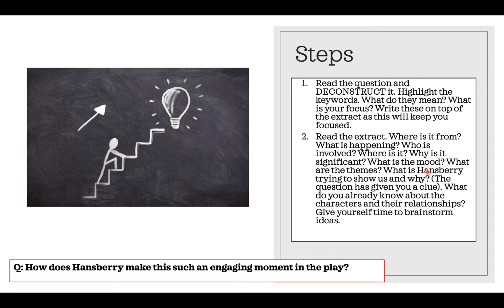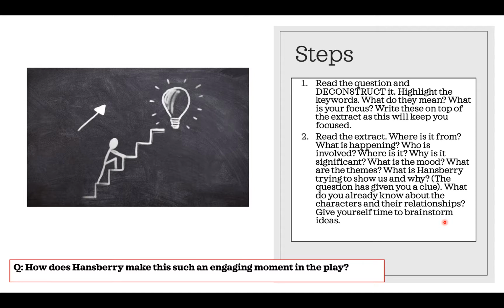Think about what Hansberry's trying to show you in this particular scene. What does she want to show you about Walter? Or what does she want to show you about Walter and Ruth's relationship? Or what does she want to show you about Beneatha and her ambitions? What do you already know about the characters and their relationships? At what point are we? So are we at the point where Walter and Mama are within this conflict where they can't really agree on what to do with the money? Or are we at a point in the play where Walter and Mama have reconciled and everybody's a bit more positive and hopeful?